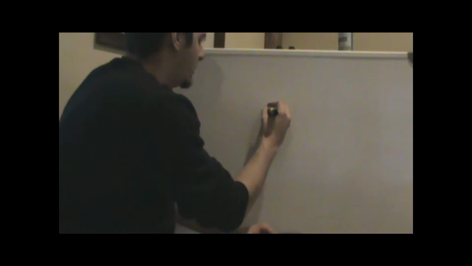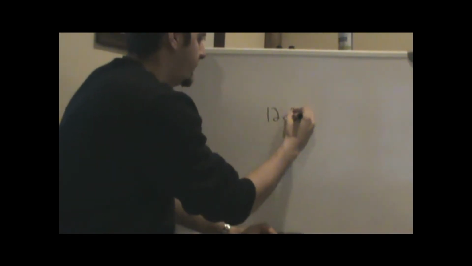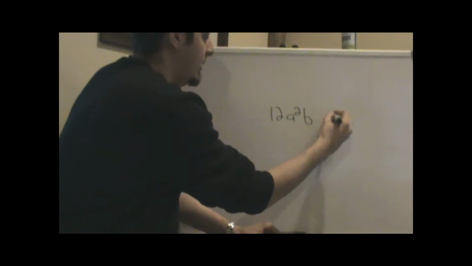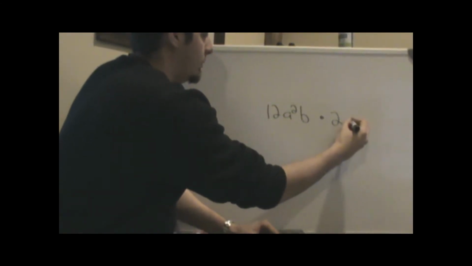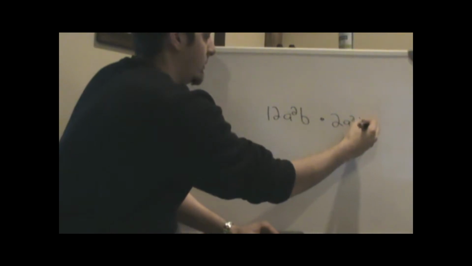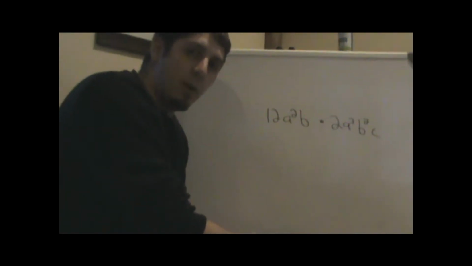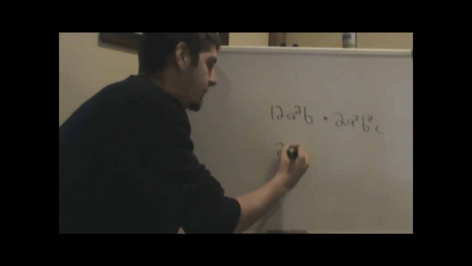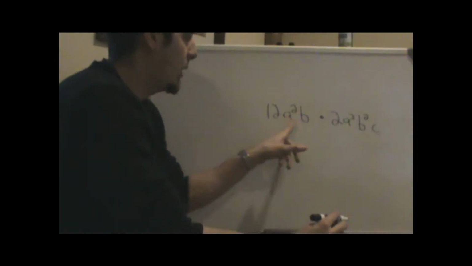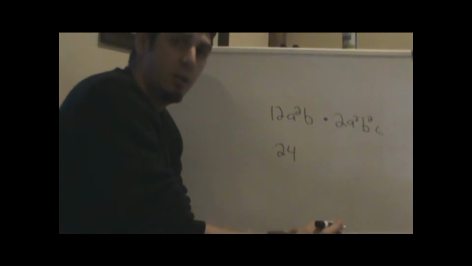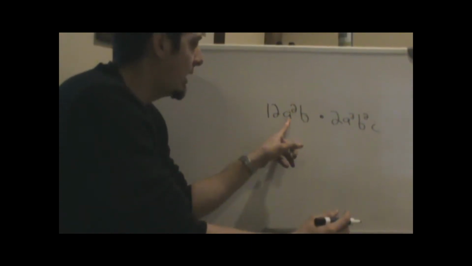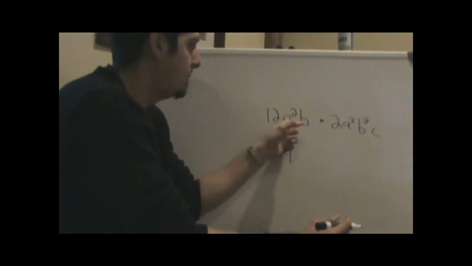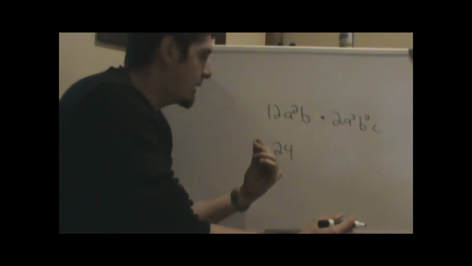So, if you have two monomials, such as 12a squared b times 2a to the third b to the second c, as with everything we've done so far with monomials, you're going to do it in pieces. 12 times 2, multiply the numbers first, is 24. A squared times a to the third. If we recall, when you multiply variables together that have the same base, you add the exponents.